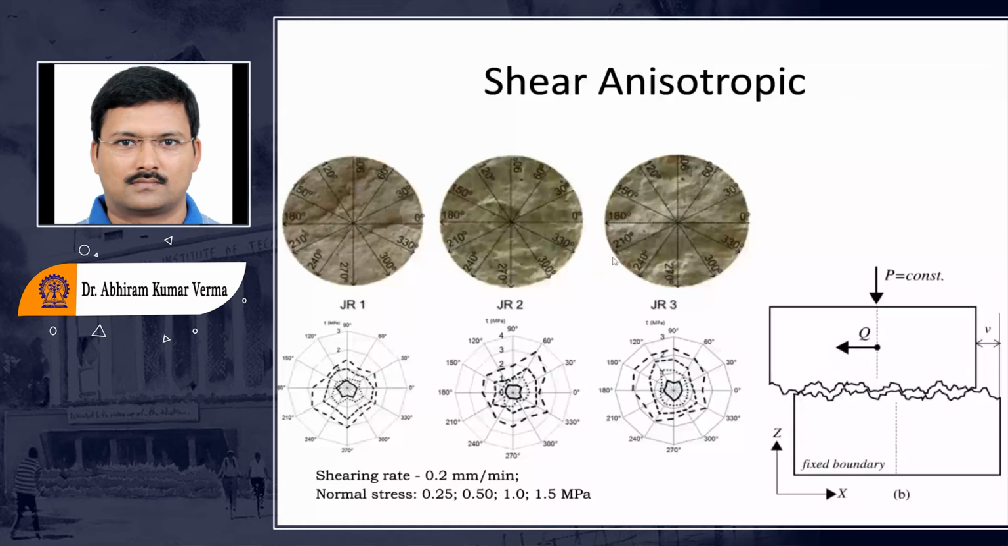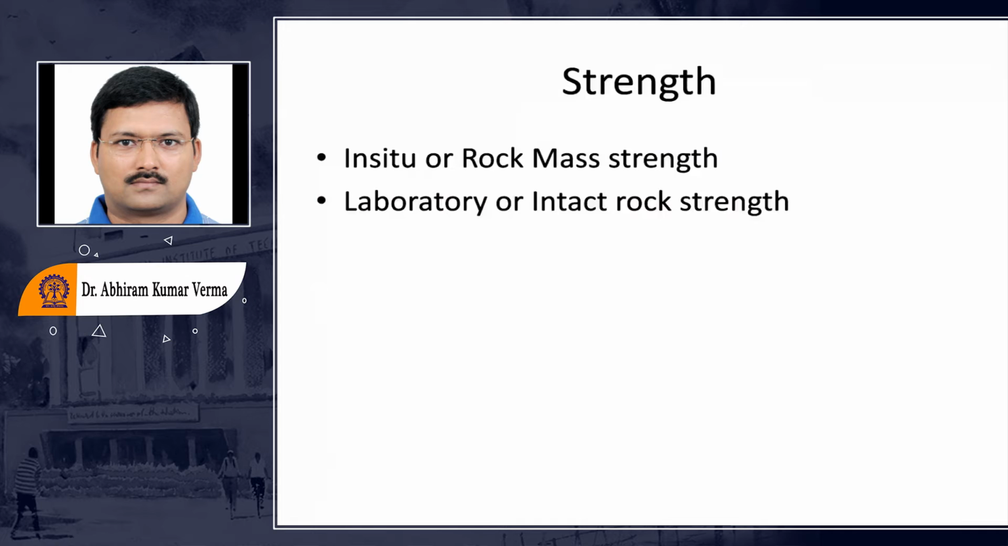So I was talking about the strength. There are two types of strength: in situ or rock mass strength, and laboratory or intact rock strength. As I told you, laboratory strength will be more than your rock mass strength or the in situ strength. The reason is the presence of discontinuity within the body, which is making it weak. So we will see that. Then the question you can ask: if you are finally finding the rock mass strength, why are you talking about the laboratory strength? Because the reason is there.